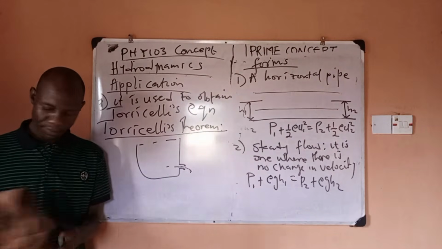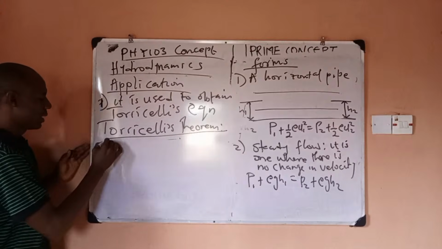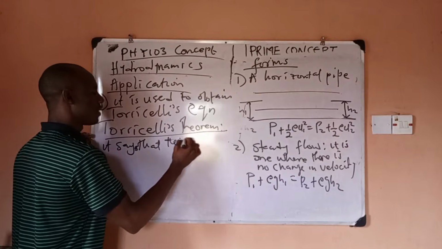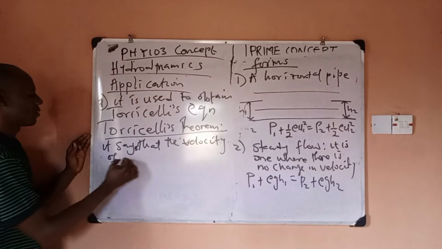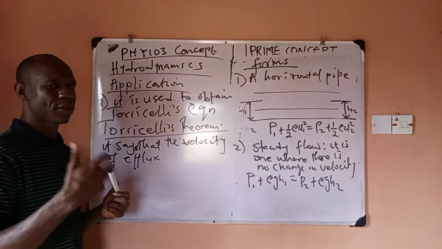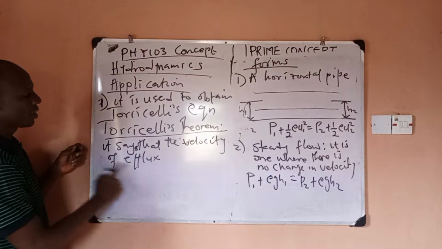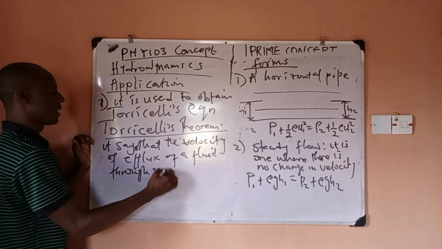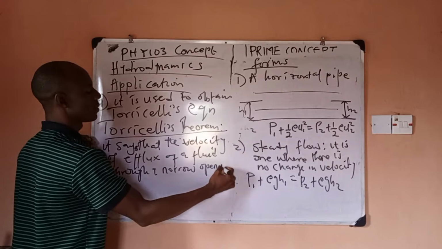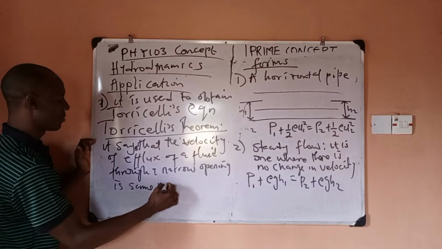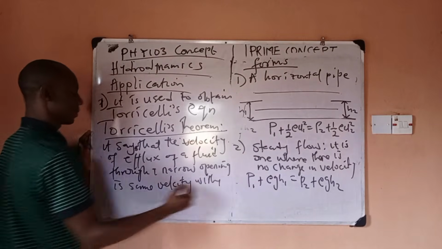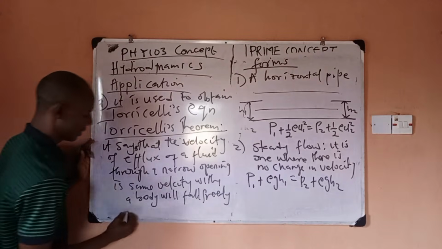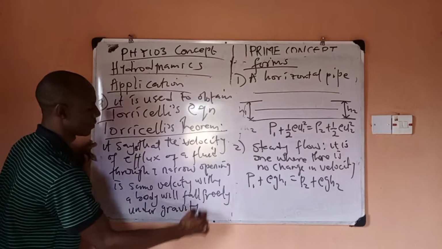Maybe I should write it. So it says that the velocity of efflux, meaning outflow, the velocity of efflux of a fluid through a narrow opening is the same velocity with which a body will fall freely under gravity. That's what Torricelli is saying.